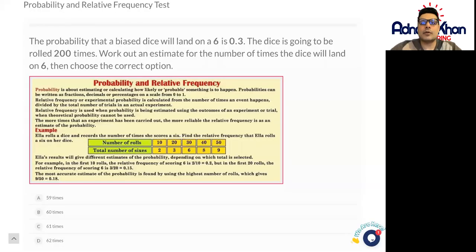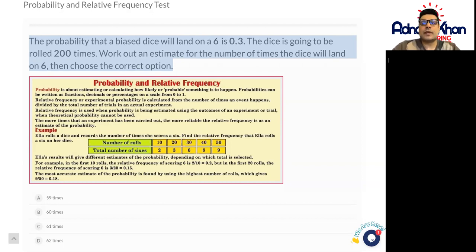So let's have a look at the first question and find out how to do this question. The probability that a biased dice will land on a 6 is 0.3. The dice is going to be rolled 200 times though. Work out an estimate for the number of times the dice will land on 6, then choose the correct option.